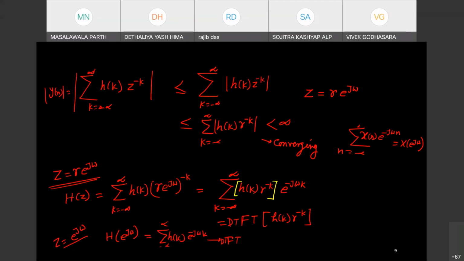Clear? So I'll take a few examples. Suppose x of n is a given sequence: 2, 5, 7, 4. The arrow indicates the origin. So x of 0 is 2, x of 1 is 5, x of 2 is 7, x of 3 is 4. Right. So what is your capital X of z?